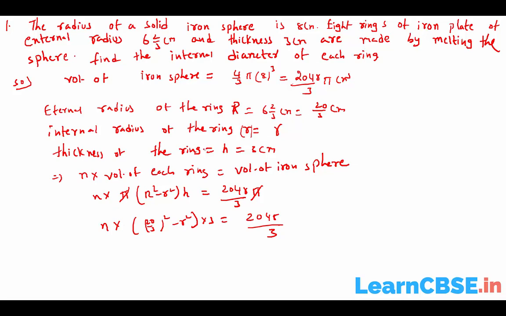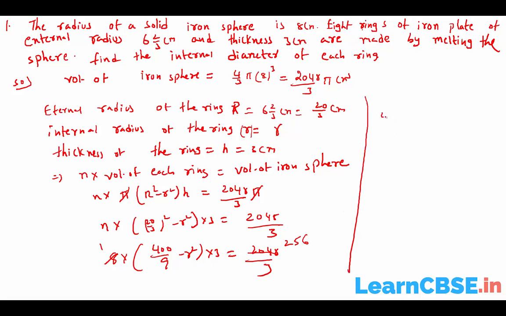Now the given number of rings is 8, so 8 into 20 square, 400 by 9, minus r square, into 3 equals 2048 by 3. On cancellation, 8 ones are 8, 8 2s are 16, 8 5s are 40, 8 6s are 48. Now 400 by 9 minus r square equals 256 by 3 into 3. Bring 3 this side, these are 9.